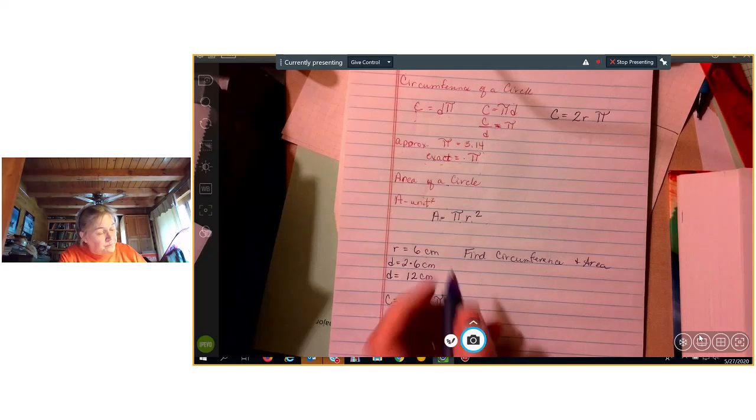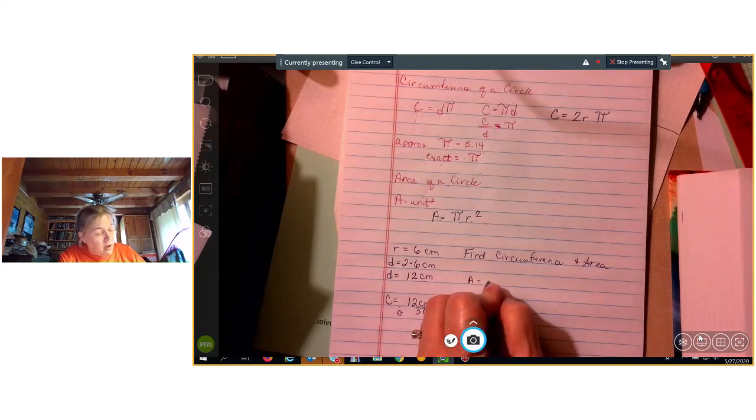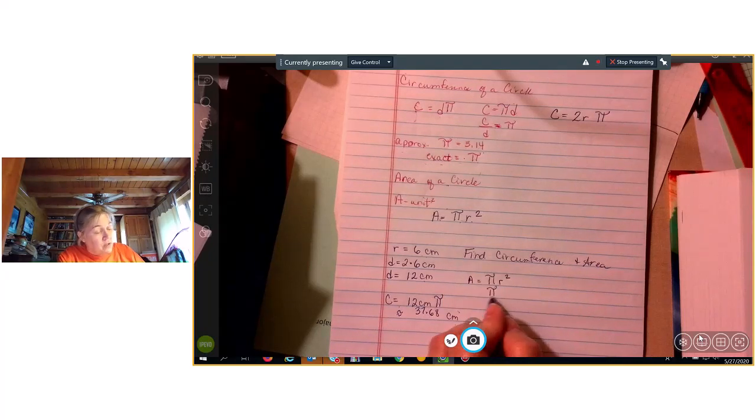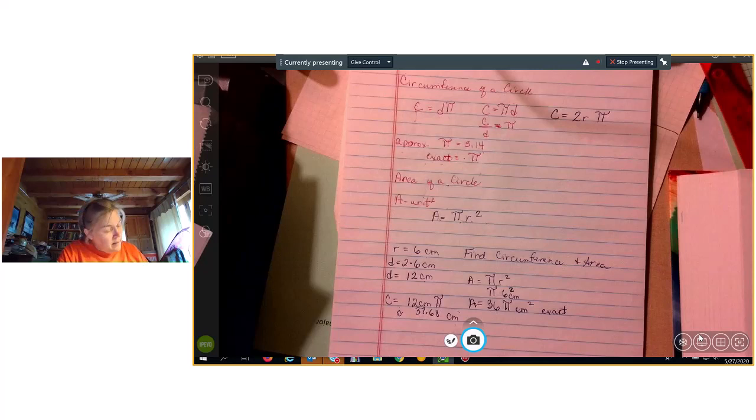So for the area now, I have pi r squared. I've been given the pi, the r is 6 centimeters squared. So I have 36 pi centimeters squared for an exact. And then if we do 36 times 3.14, I have an approximation for an area of 113.04 centimeters squared.